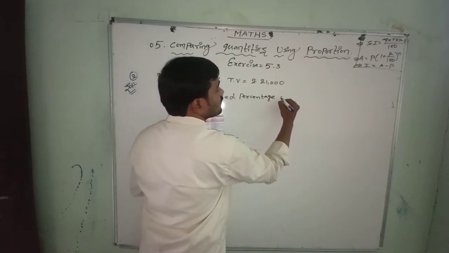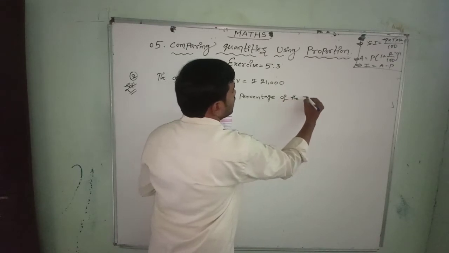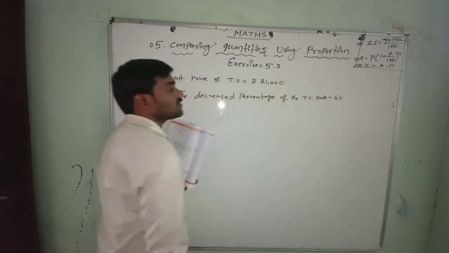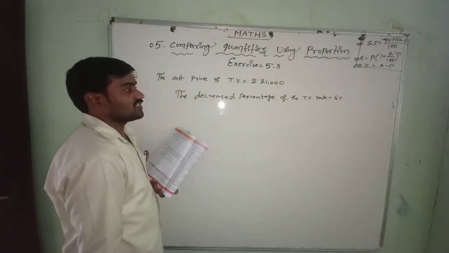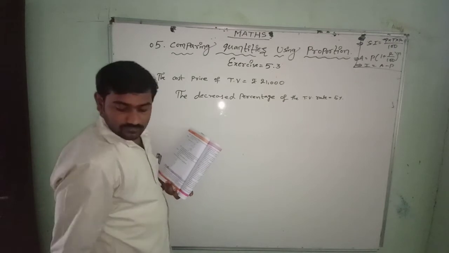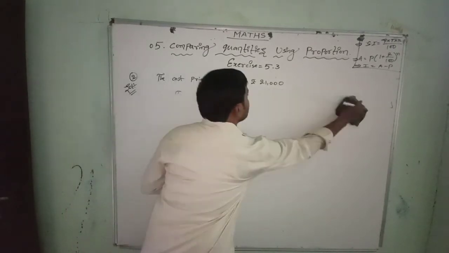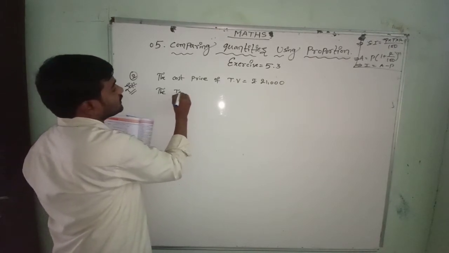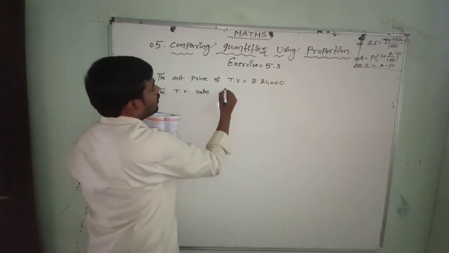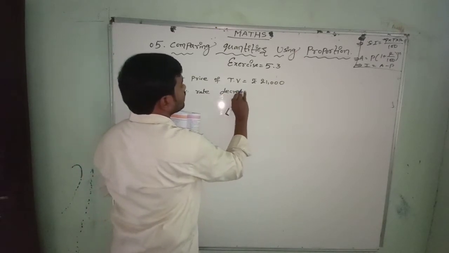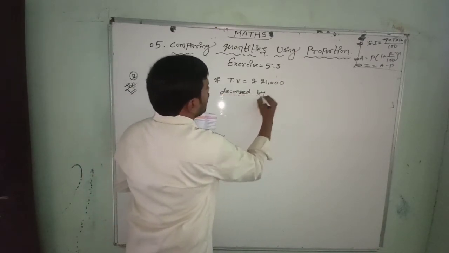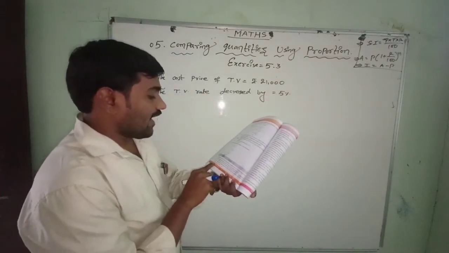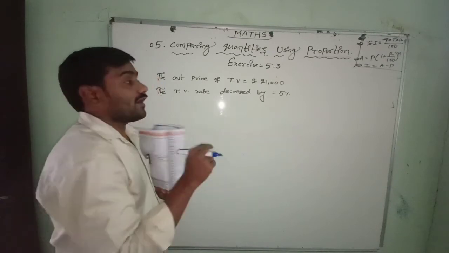of the TV rate is equal to 5%. It was decreased by 5%. The TV rate was decreased by 5%. Okay, the TV rate was decreased by how much percent? 5%. Now see, find the value of the TV after 1 year. Now find the value of the TV now.